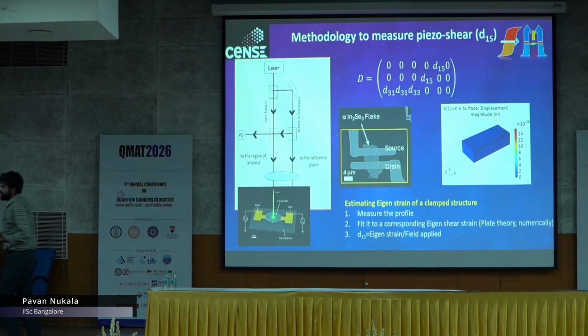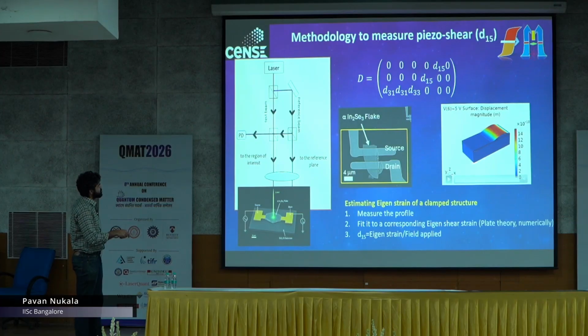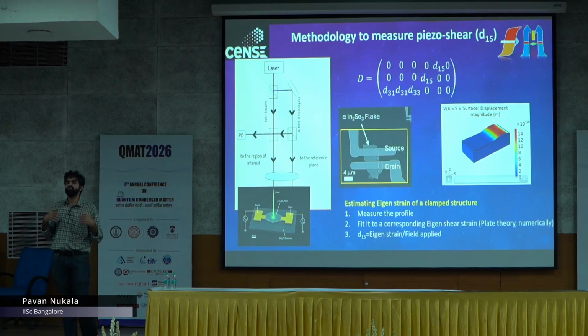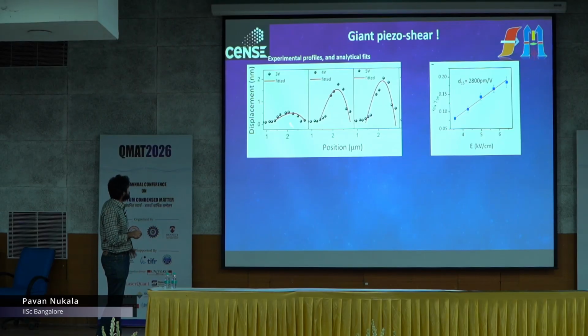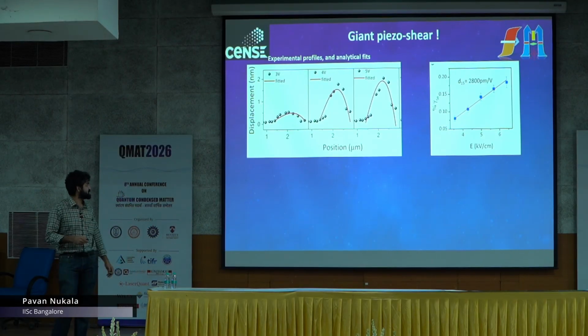And then if I just run a simulation of how the membrane shape should be because of the applied electric field, which converts into a shear strain, it's an asymmetric profile like this, right? So we can look at these asymmetric profiles and then extract what should be the eigen shear strain, right? And that's exactly what we do, and this is the methodology that we discovered. And so you fit these to a standard, what is called an applied mechanics plate theory, and we can estimate the D15 of this, and the D15 is actually pretty huge, right?